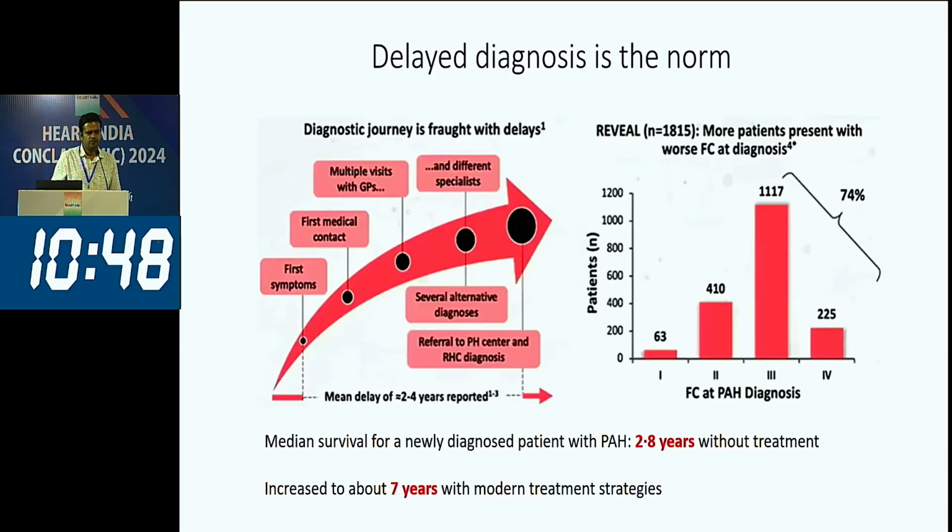Diagnosis delay in PH is the norm. There is nearly a 2 to 4 year delay reported, and without treatment the mean survival is only 2.5 years. So if you delay diagnosis, the patient is going to die in a short time. The good thing is that with modern therapy, the mean survival has been raised to 7 years. So if we try to diagnose it early, we are going to give at least 7 years of life to most of the patients.